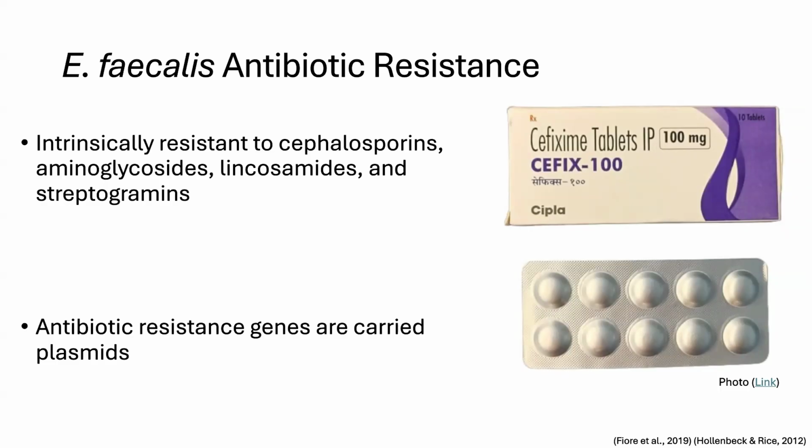It is intrinsically resistant to cephalosporins, aminoglycosides, lincosamides, and streptogramins. It also has resistance to other antibiotics. It just is geographically dependent, meaning what antibiotics are used in different locations determines the antibiotic resistance. These antibiotic resistance genes are carried by plasmids, which are circular DNA that is separate from the bacterial DNA and can also replicate independently.